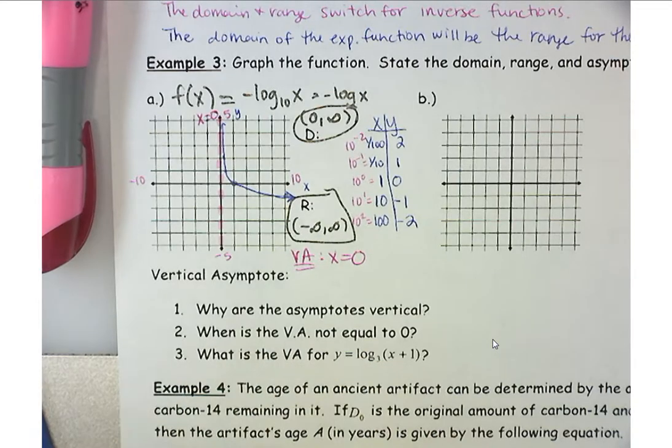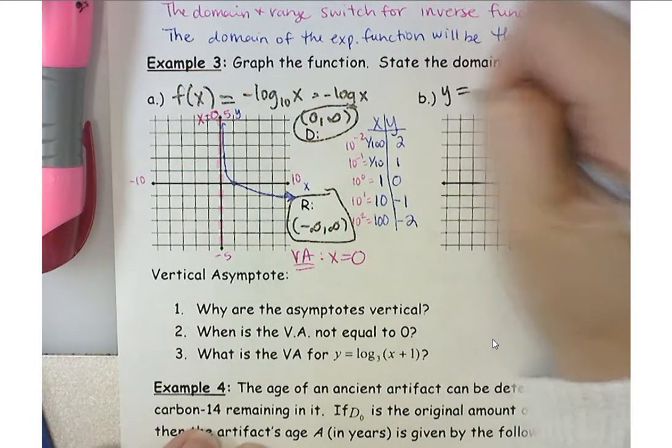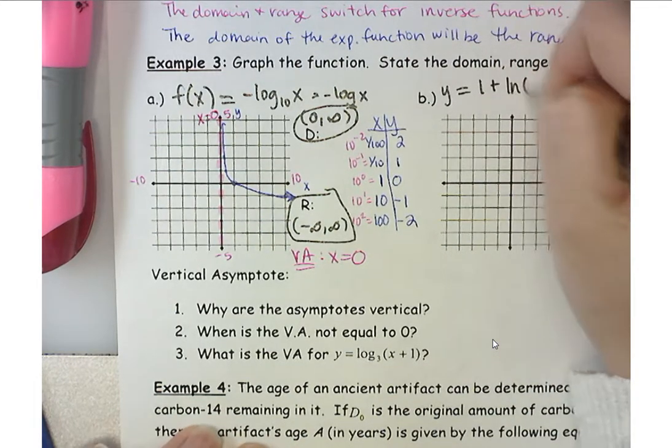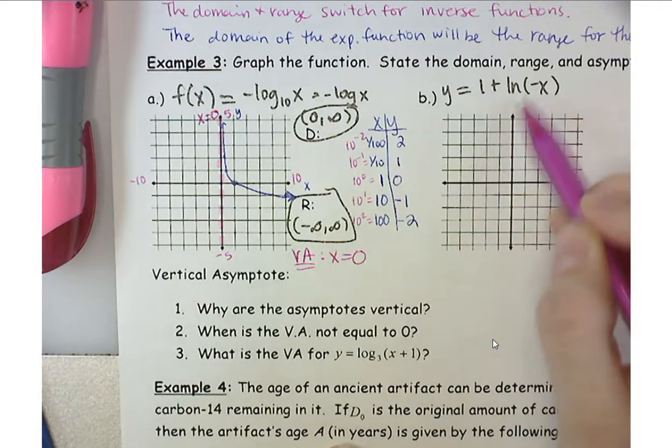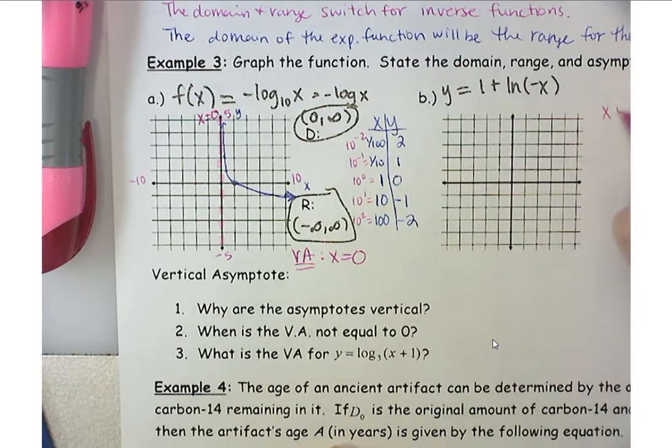Okay, so let's try B. B is 1 plus the natural log of negative x. When you have that negative on the inside, do you guys remember what the transformation is? Yep, the reflection over the y-axis. Okay, so again, we're going to make a table. Now, because it doesn't have a base like this, what is the base here? Your base is e. We can go ahead and plug in values for that.